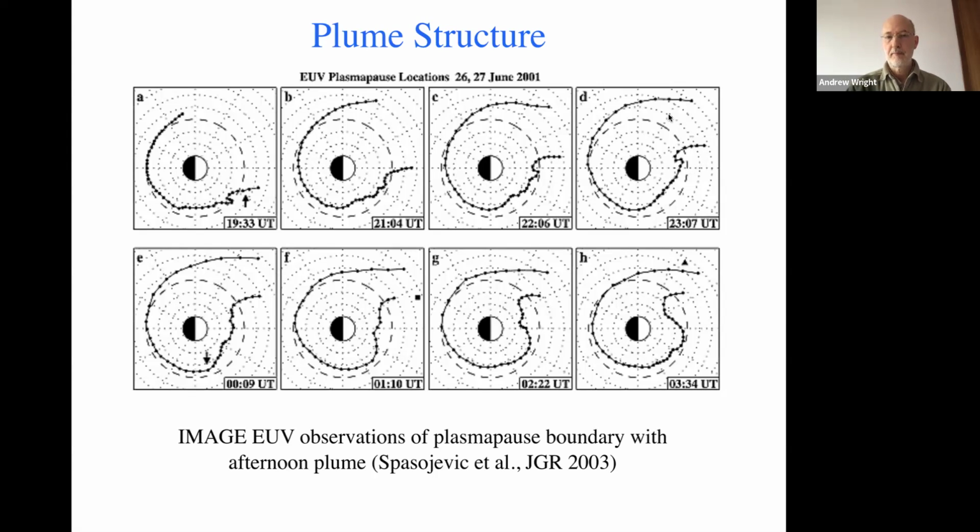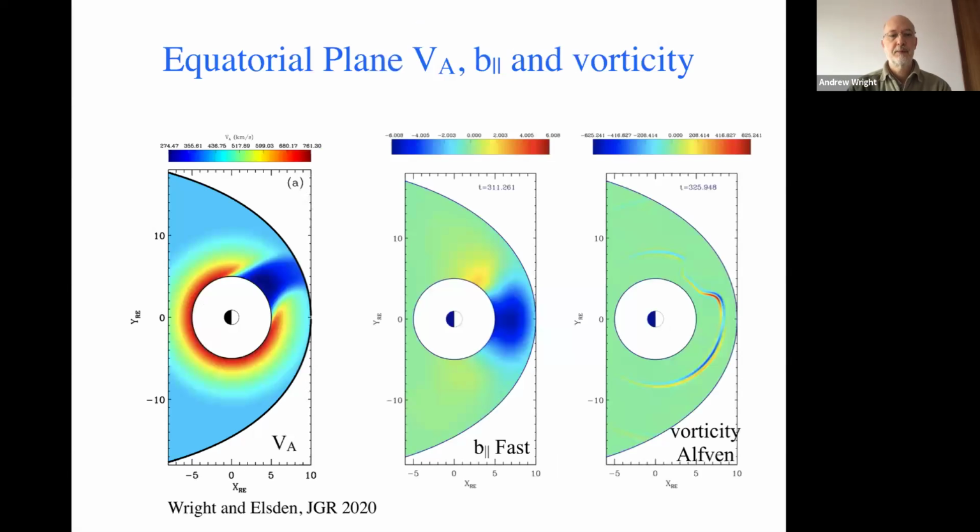So to model this, I've got 3 panels here. The first one is the Alfven speed. It's a view in the equatorial plane. And basically, we've put an axisymmetric plasma density on here, but we've added a lot of density in the afternoon sector where you expect these plumes to form. So this is showing the Alfven speed. So there's a strong depression in Alfven speed here when you're in the plume.